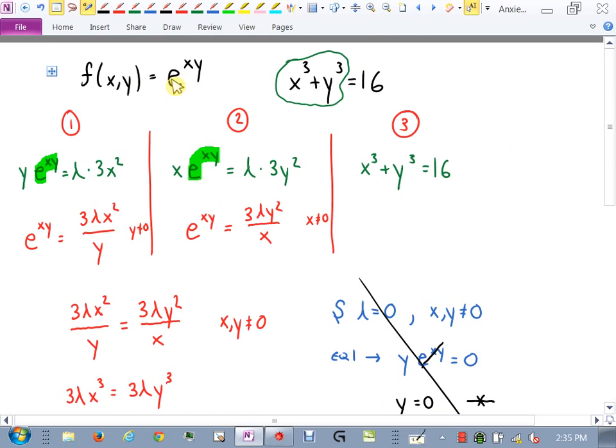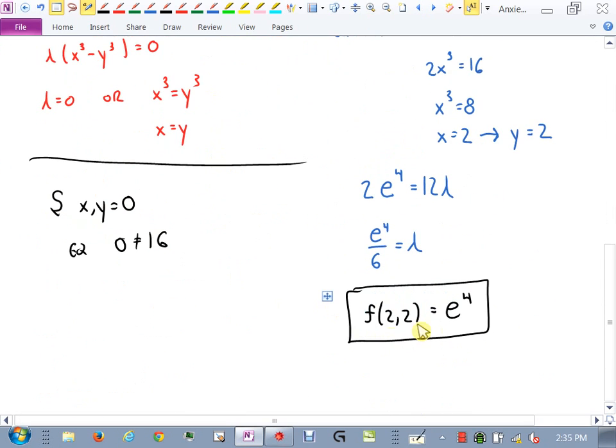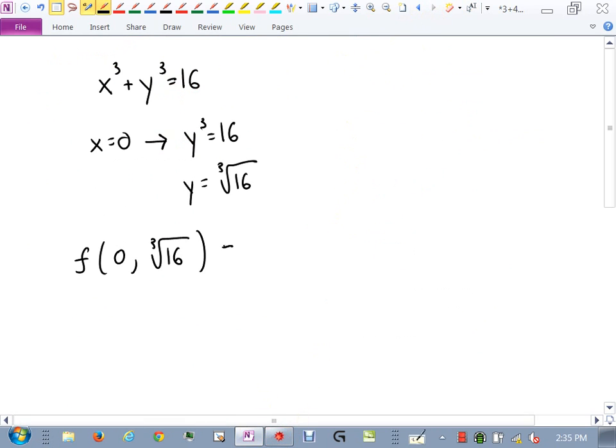You would have to go e raised to the what? 0. E raised to 0? 1. And that is definitely smaller than e to the 4th. Follow my logic there? This is going to be equal to 1, which is smaller than e to the 4th. Therefore, f of 2 equals e to the 4th is going to correspond to a maximum value. Yes?